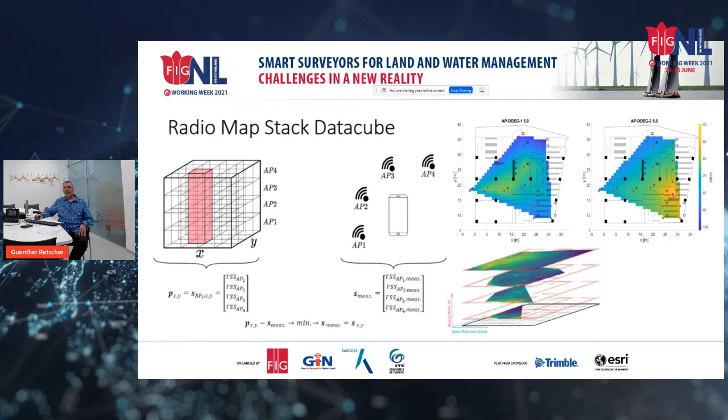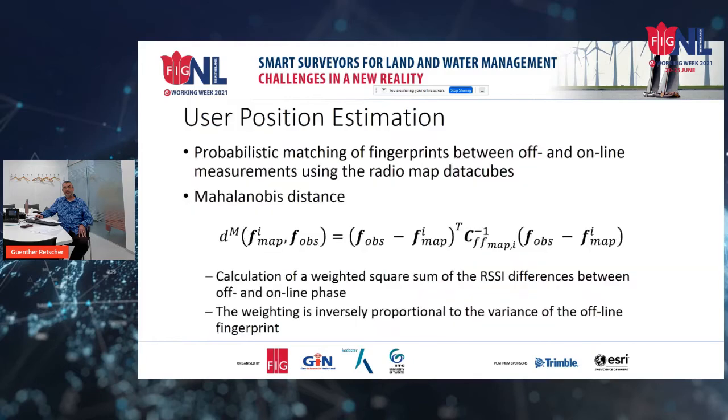Then we have to get these databases and visualized in the radio maps. On the right here in the top, you see two different radio maps from two different access points. And we can stack all these radio maps in so-called data cubes. As you can see here, for the example of 4 access points, we have 4 layers in this data cube. And from these, we can perform a matching to get the current position of the user in the online phase.